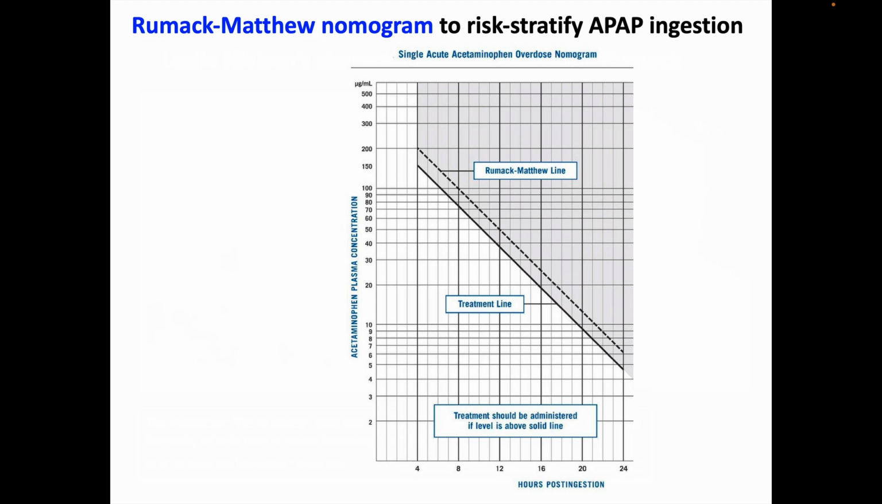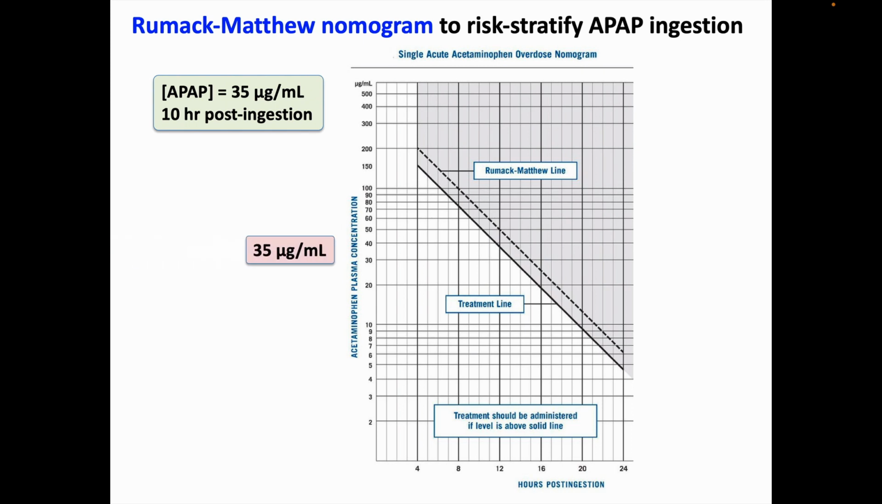Now we're going to practice using the Rumack-Matthew nomogram to help risk stratify some theoretical acetaminophen overdose patients. Assume that a patient had an APAP level of 35 micrograms per mL 10 hours after an overdose. Here's where 35 micrograms per mL falls on the y-axis, and here's 10 hours on the x-axis. So when we plot the point, it falls below the 150 treatment line, so we wouldn't need to start antidotal therapy and may not need to admit the patient to the hospital for medical as opposed to psychiatric reasons.